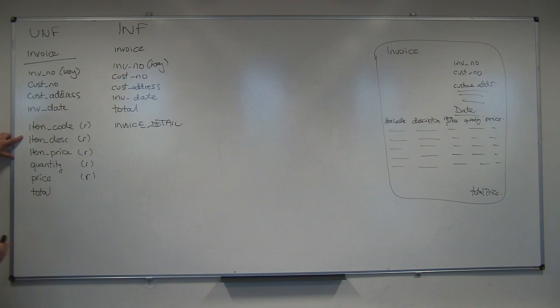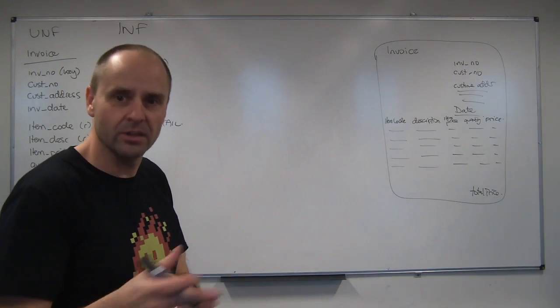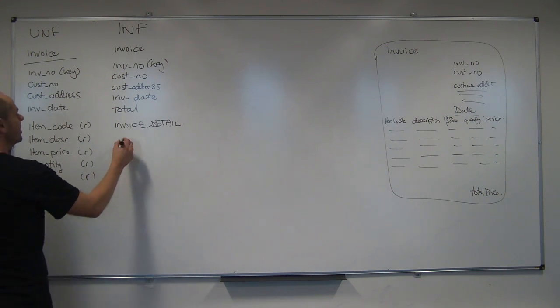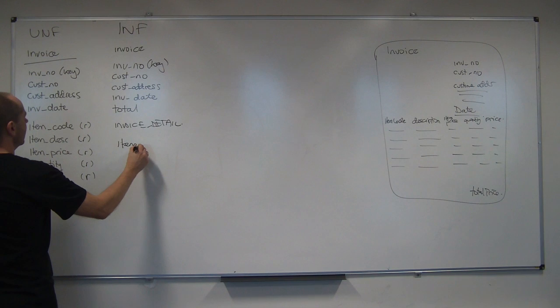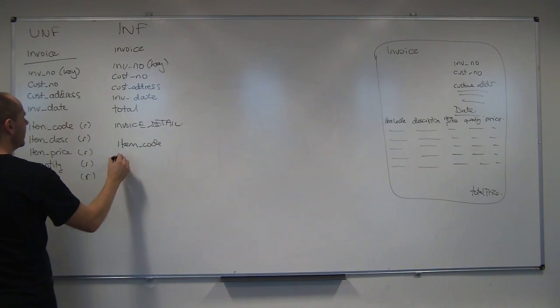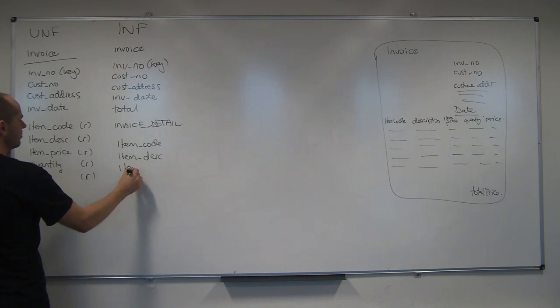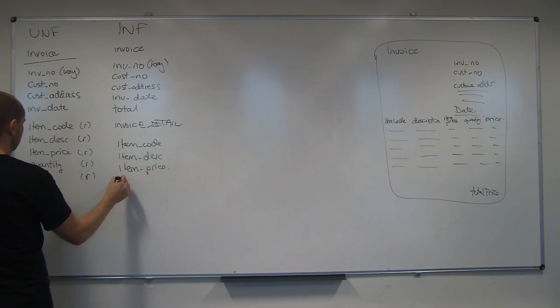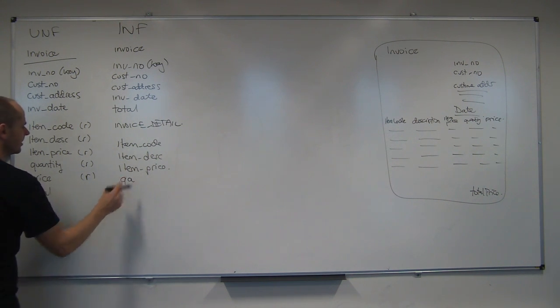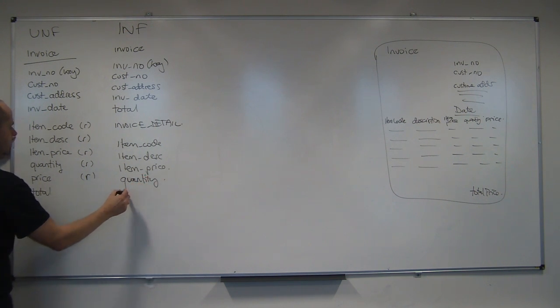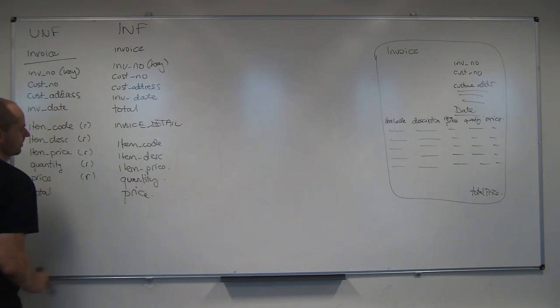Right, so I'm going to write down in my invoice detail that repeating stuff. But I need to try and identify which of these items is going to be unique for me, so I'll do that in a minute. Let's have item code again, item description, so all the things that I've put an R next to: item price, quantity, and the price.